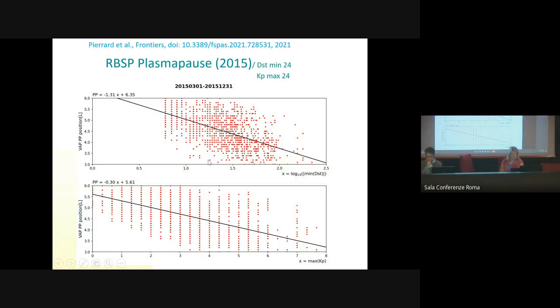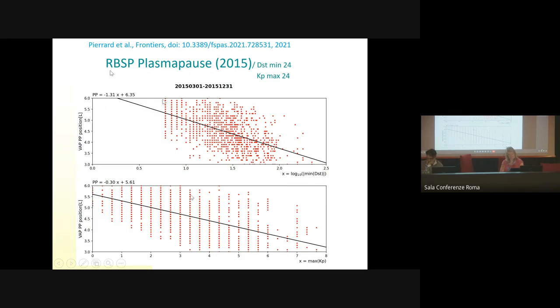And so here you can see some observations, for instance, of the plasmapause location found by Van Allen Probes, which are also called RBSP, the Radiation Belt Storm Probes. Thus you have here the position of the plasmapause, between 3 and 6 Earth radii, as a function of the minimum of the Dst index measured during the 24 previous hours.